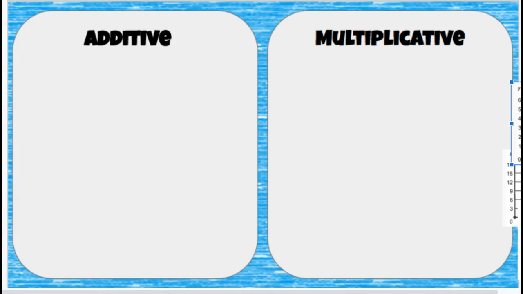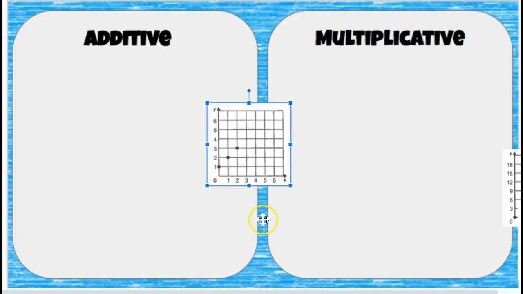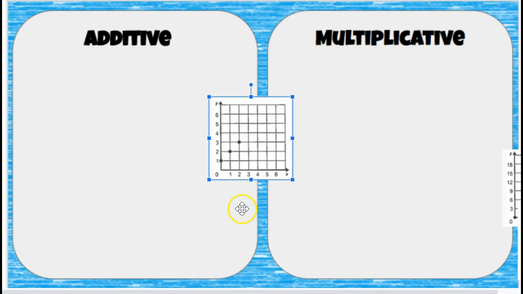Okay, then we actually have the graphs. We're going to add the graphs where they go. So here on this graph, I have the number 1. I have 0, 1. So it's going up my graph 1. And then it goes over 1 and up 2. And then again, I go over 2 and up 3. Let's look at another one.